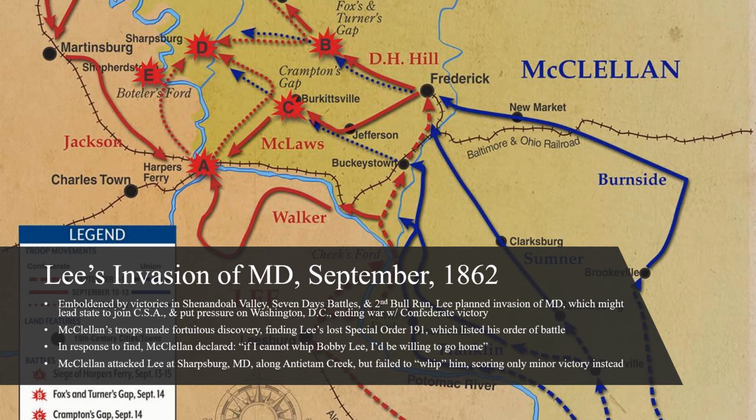McClellan remained commander of the Army of the Potomac, and he was given command of what was left of Pope's Army of Virginia to stop Lee. As McClellan pursued Lee into Maryland, his troops had the luck of finding a copy of Lee's plans for his campaign, his order of battle, Special Order 191. From the order, McClellan learned that Lee had divided his forces as well. With this intelligence, McClellan famously said, "If I could not whip Bobby Lee, I'd be willing to go home."